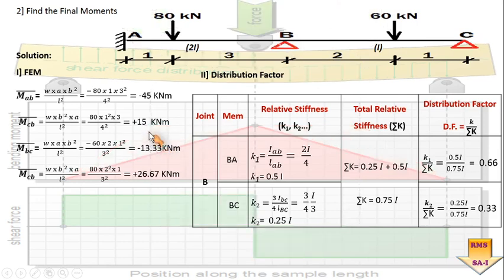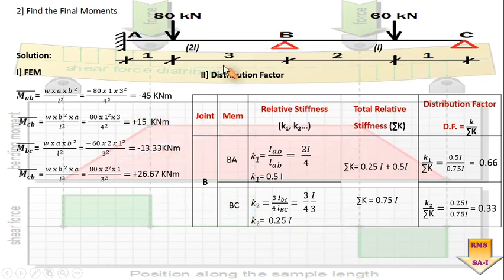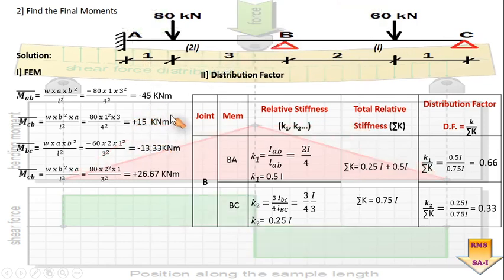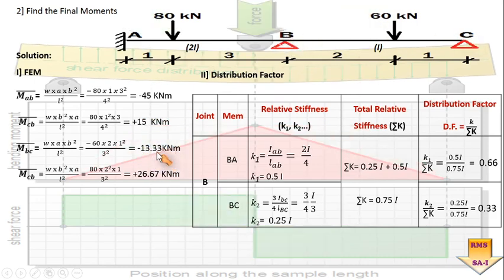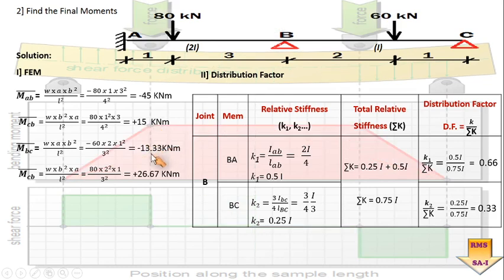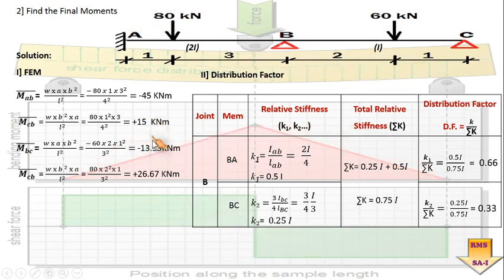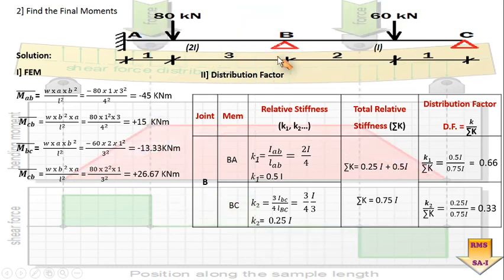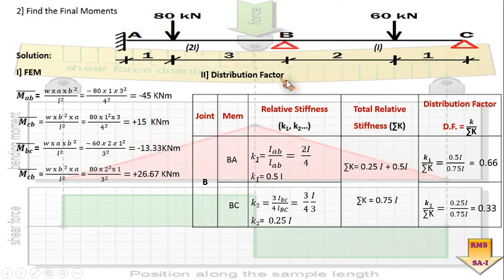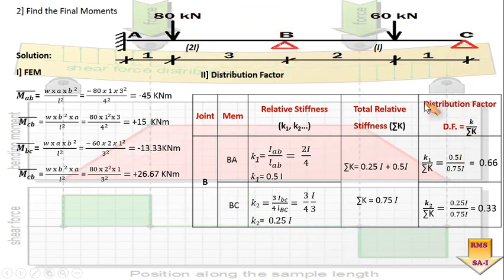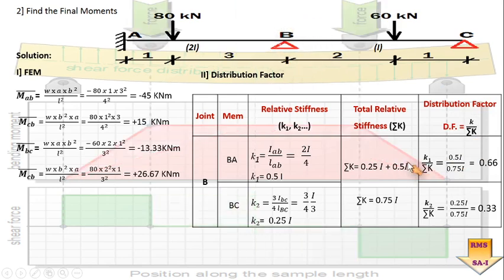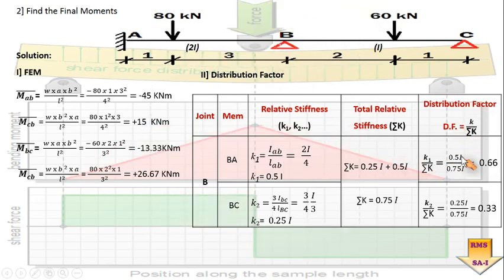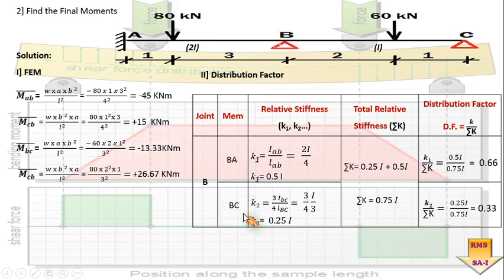Why is it so? Because about point B, for span BA the fixed end moment is 15, and for span BC the fixed end moment is equal to minus 13.33. That is not equal. So this unbalance is to be distributed to the far ends about that particular joint. That is why we have to find out the distribution factor about this particular joint B. Is it okay? So this is how we have found out the distribution factor for BA and BC.